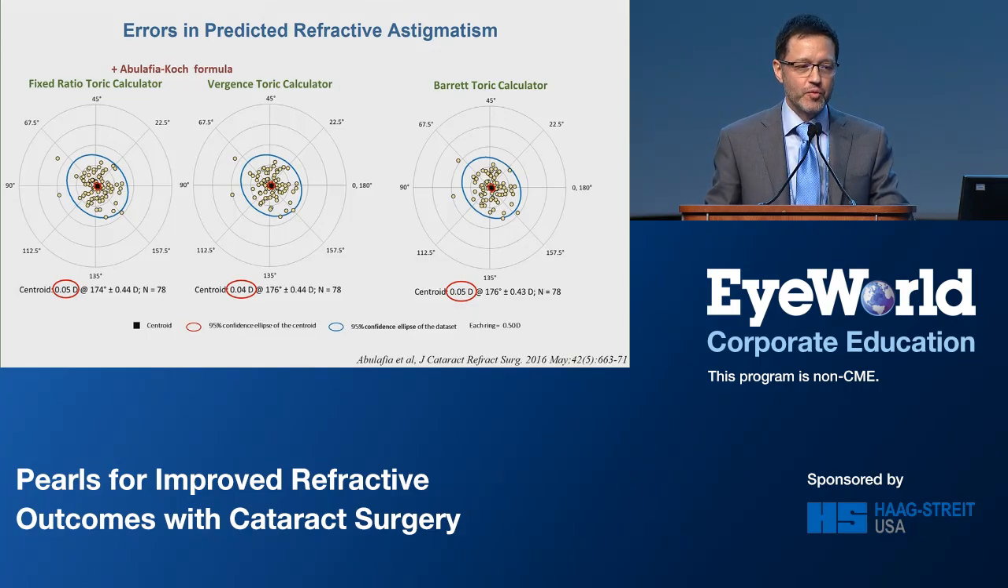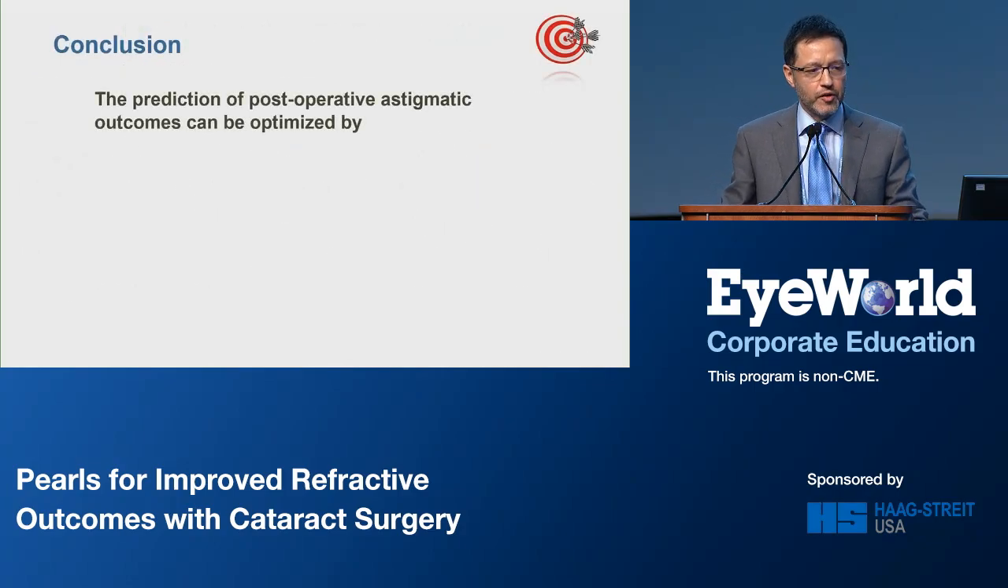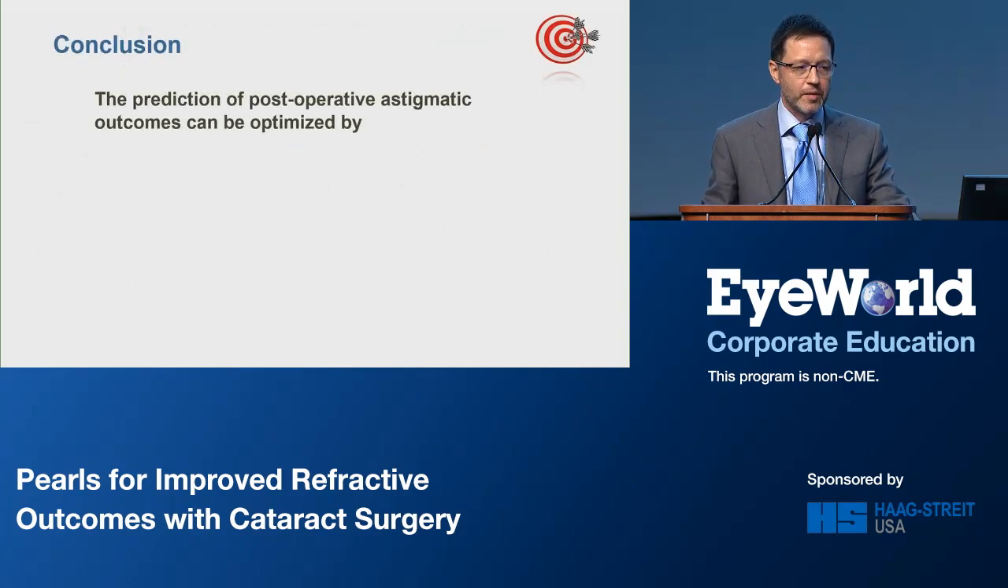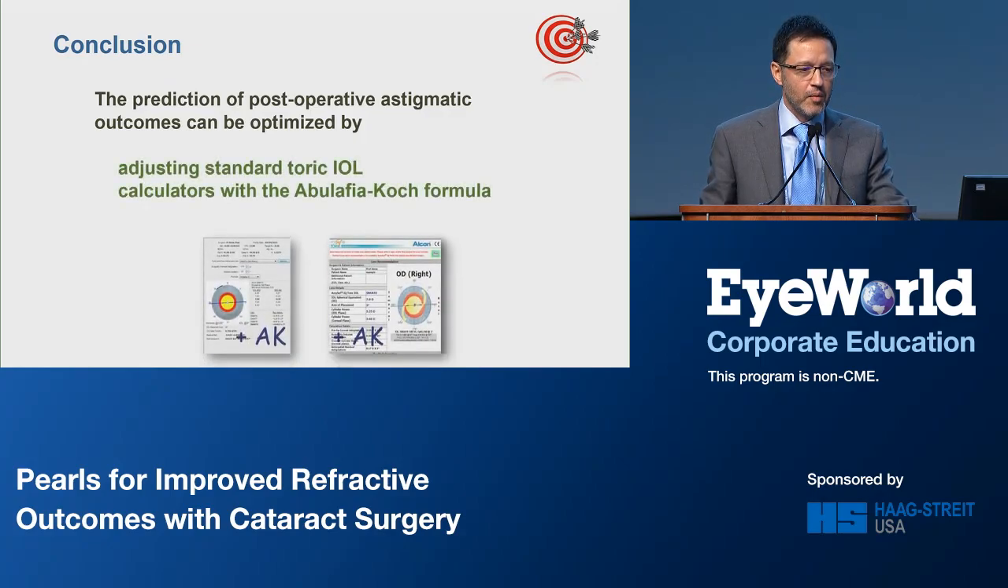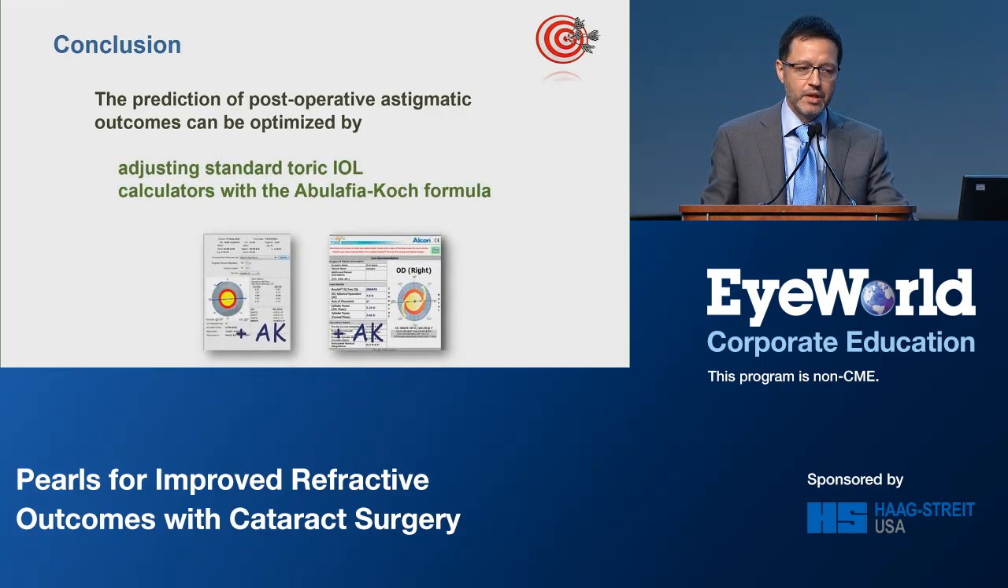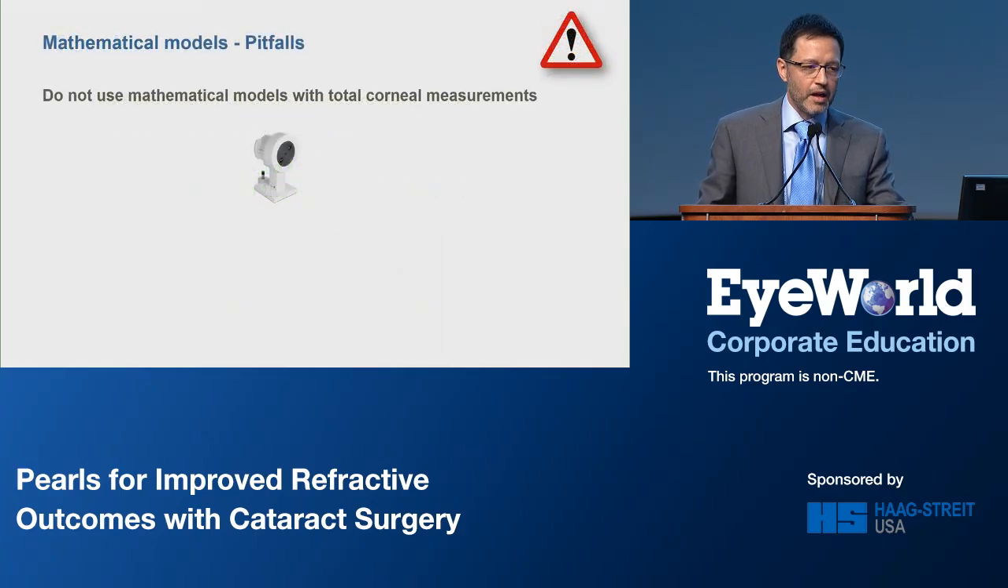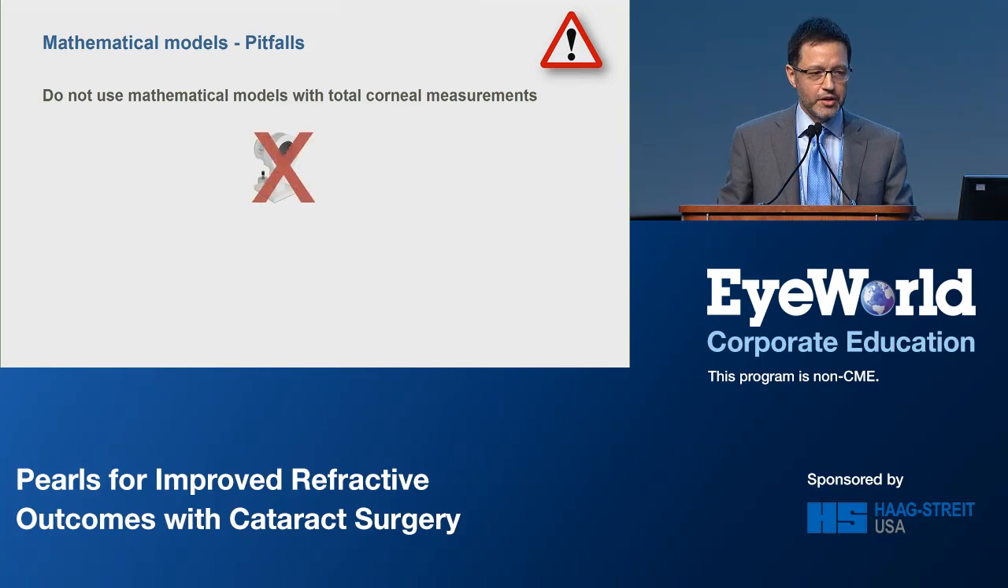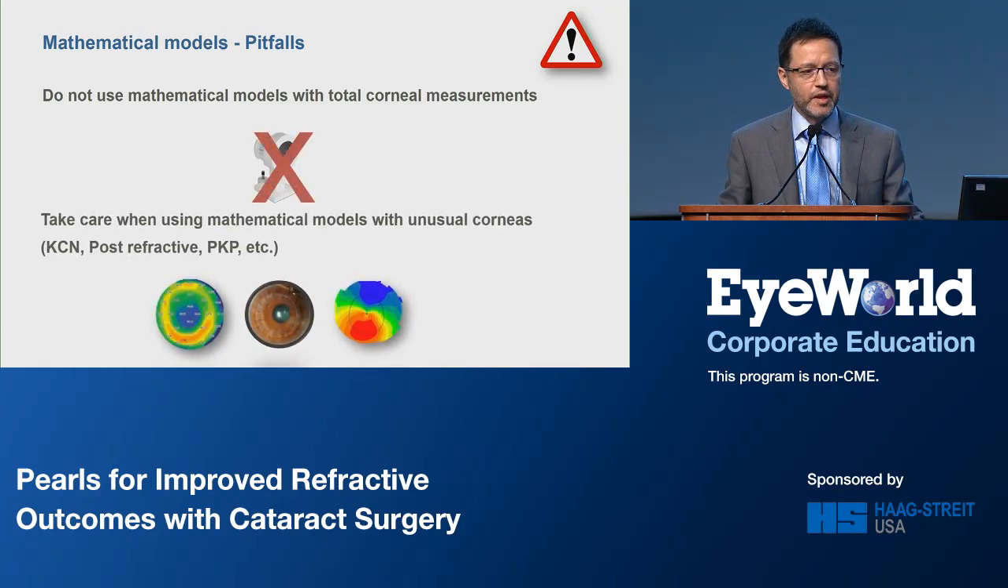Okay, so the results were similar to those of the Barrett Toric calculator. So the conclusion of our study was that the prediction of the post-operative astigmatic outcomes can be optimized by adjusting standard toric calculators with the new formula. Now, just remember when using mathematical models, never use them together with total corneal astigmatism measurements, because then you'll be correcting the same problem twice and you will get it wrong. Also, it is important to take care not to use the mathematical models with unusual corneas like keratoconus or post-refractive corneas, because they were not designed to do so.